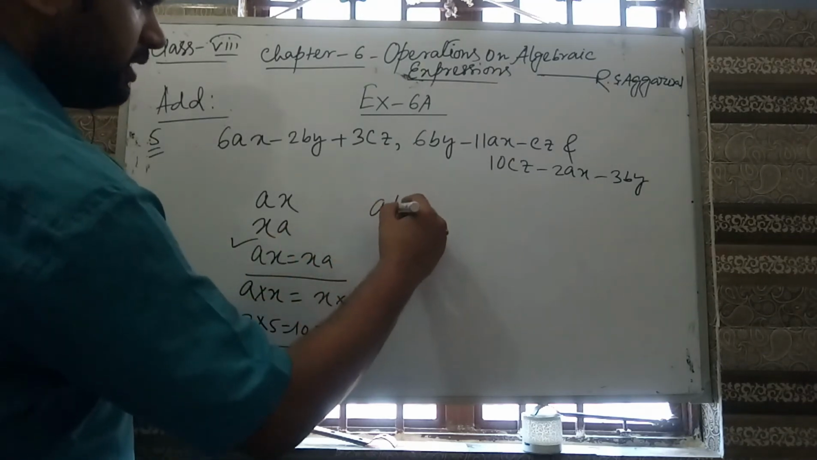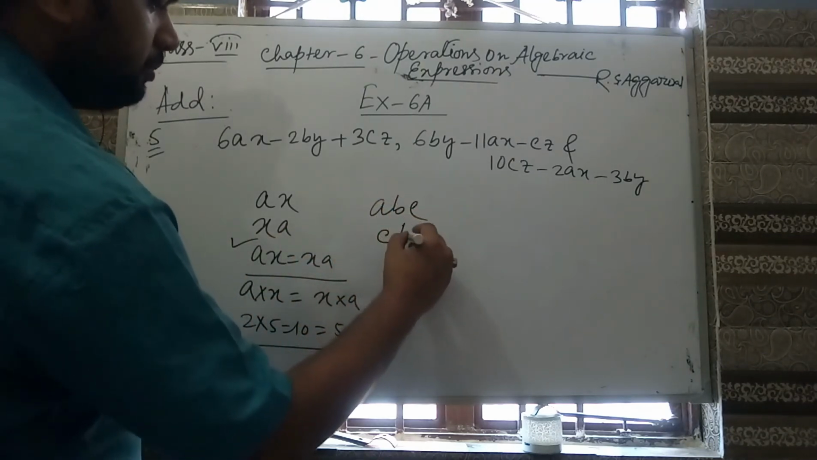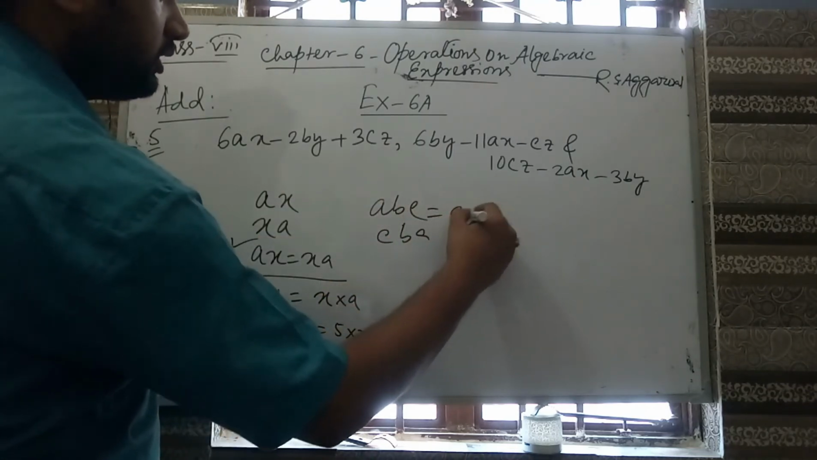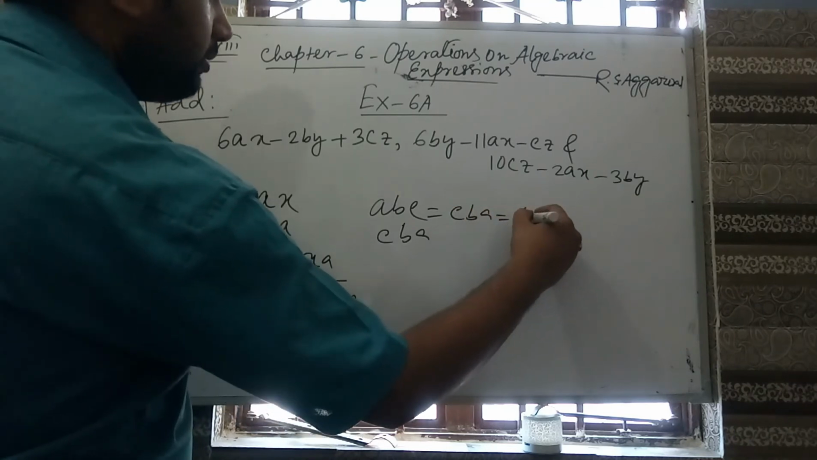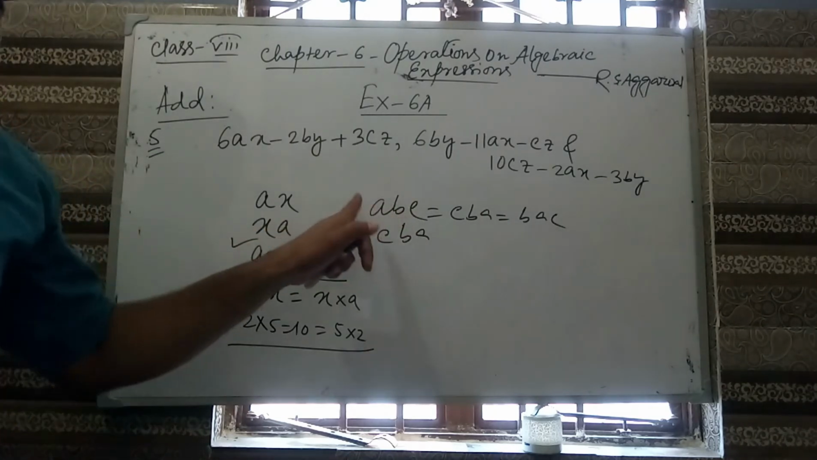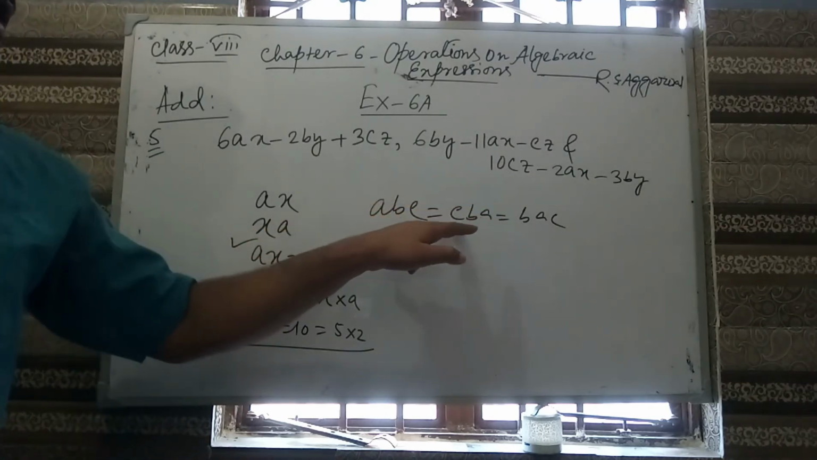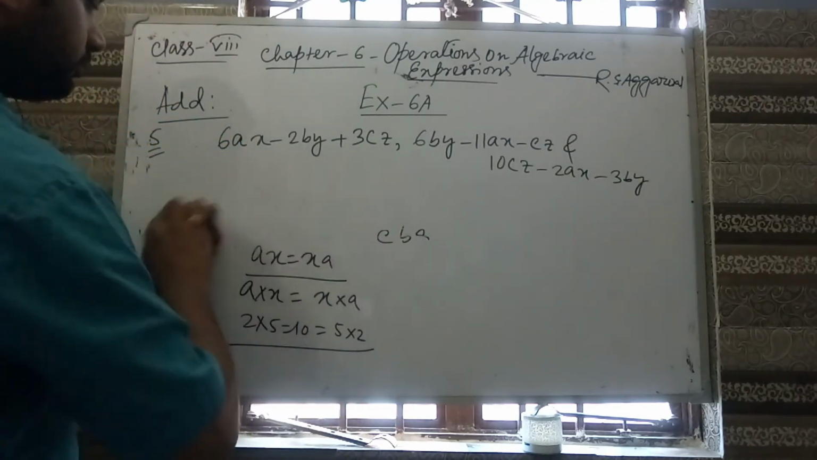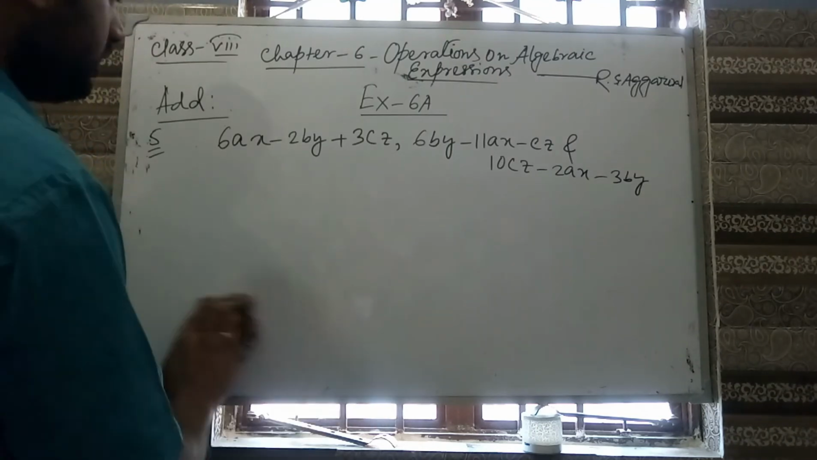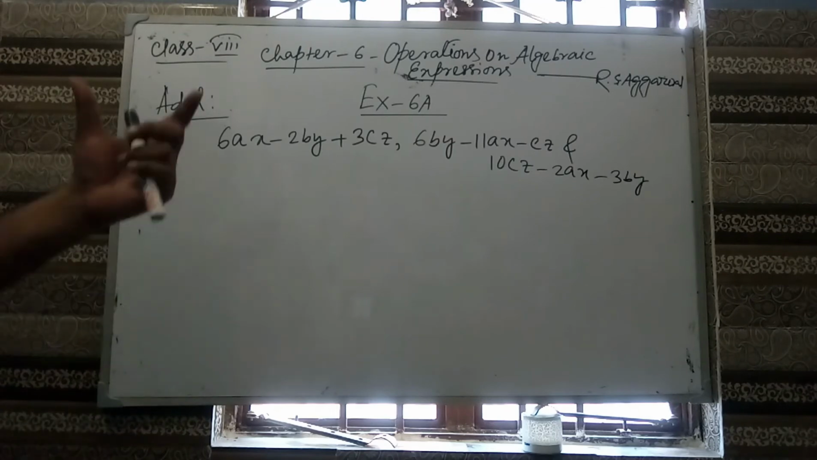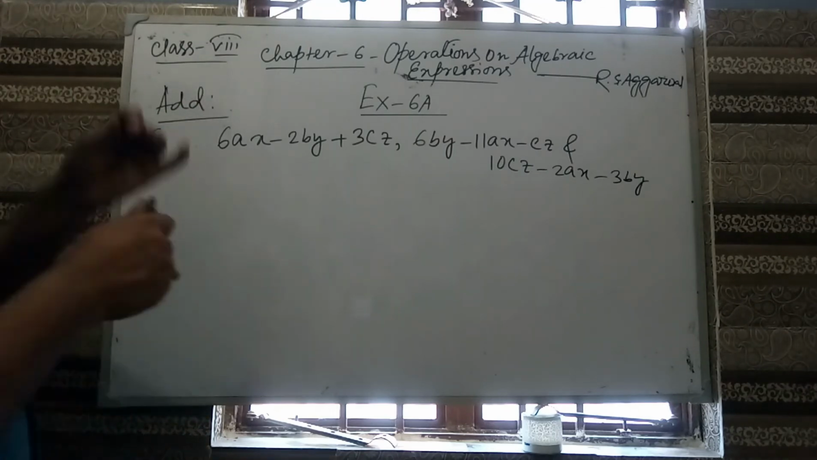Similarly, ABC and CBA are all equal. You can also write it like BAC, whatever. So don't panic if you have ABC and in another term you have CAB. They are all equal. Now look, to add these we will use the column method.